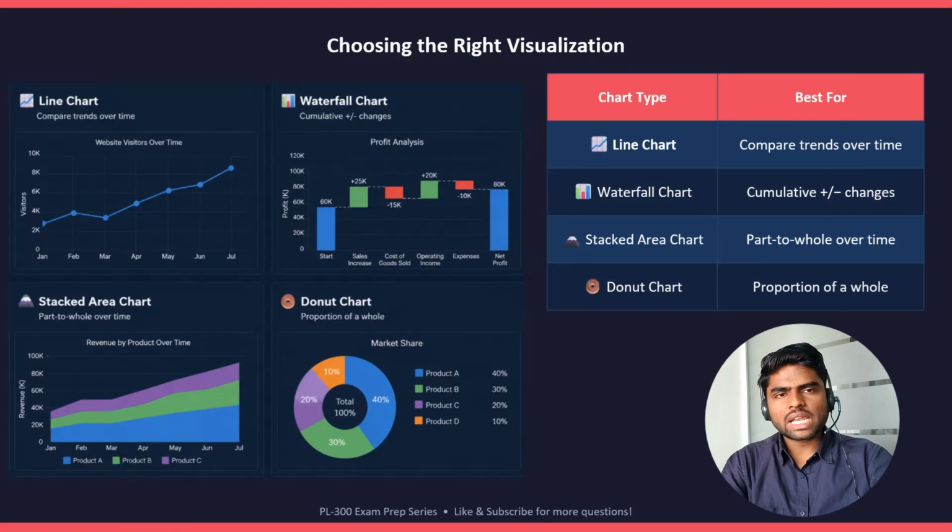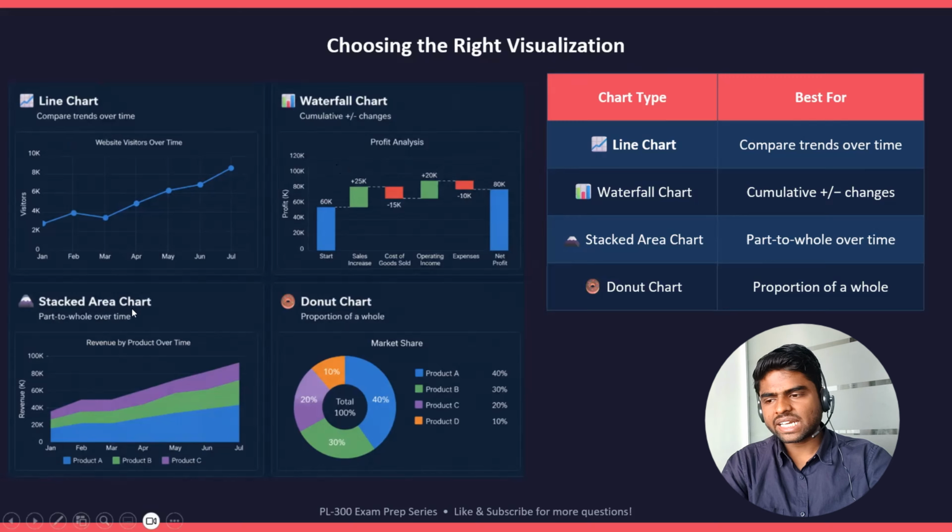So when to use line chart? Whenever you have to display or compare the trend of your metric over the time, that time you always go for the line chart. When to use waterfall chart? Whenever you have to display or compare cumulative up and down, or cumulative plus and minus of your metric, that time we always go for the waterfall chart.